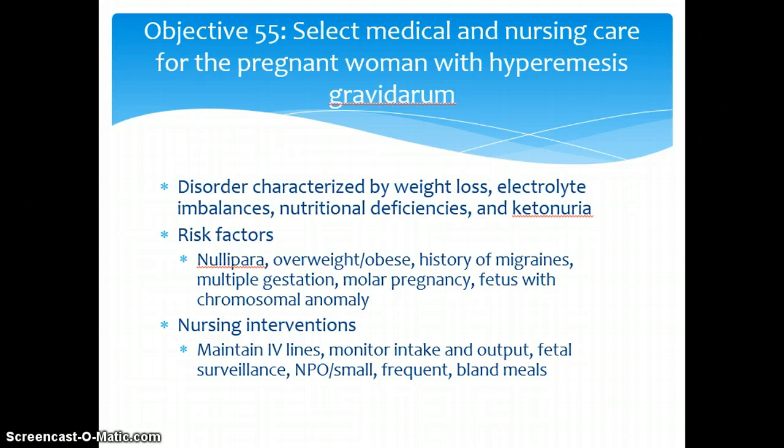Nursing interventions include maintaining IV lines, monitoring I&O, fetal surveillance, including fetal heart rate and uterine contractions, keeping the patient in NPO status, or offering them small, frequent, bland meals. And this is on page 349. The biggest difference between hyperemesis gravidarum and morning sickness is that hyperemesis gravidarum does have that electrolyte imbalance.